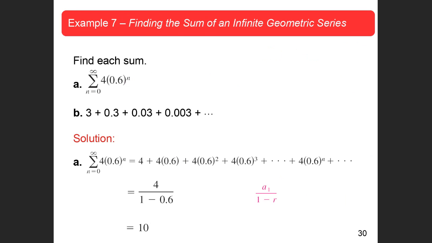So if I give you this problem, it says find the sum, n equals 0 to infinity of 4 times 0.6 to the n. Well, that tells me that my first term is 4. My R value is 0.6, so this is just 4 over 1 minus 0.6, which is 4 over 0.4. And 4 divided by 0.4 is 10. So if I added a zillion of these numbers together, the sum is going to be 10.